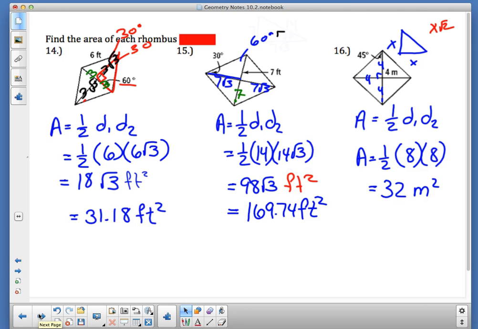And either way, whether I ask you to round to the nearest hundredth or put it in simplest radical form, it's 32. If I ask you to round to the nearest hundredth, it's 32.00. Okay. Questions here?